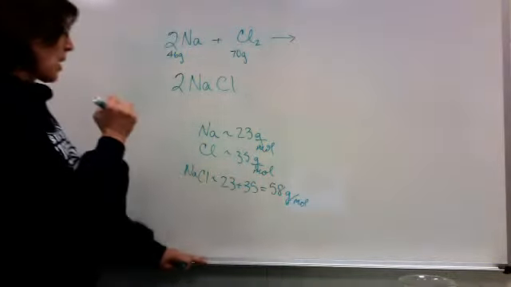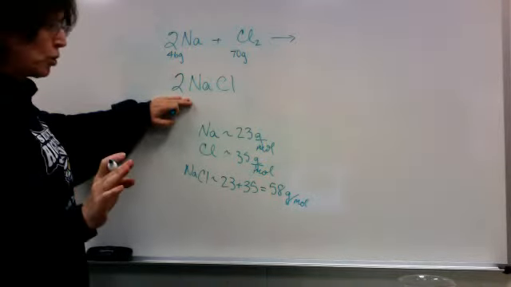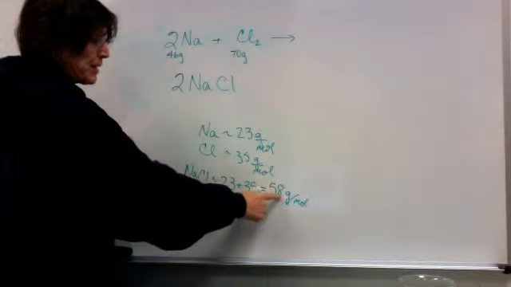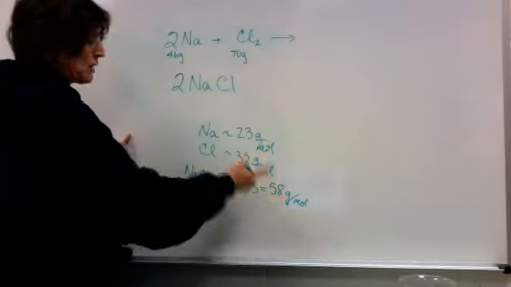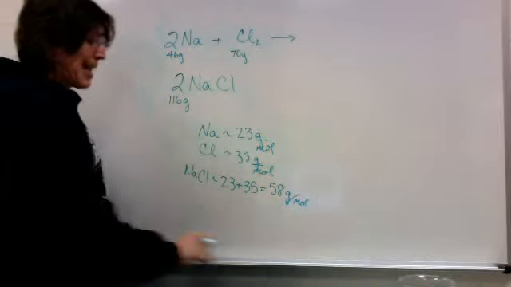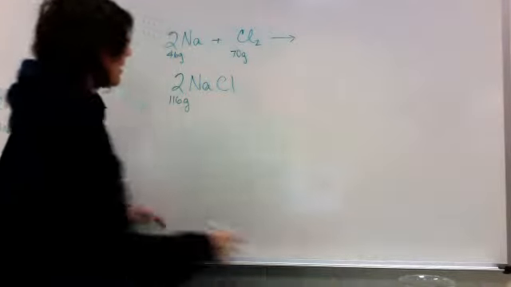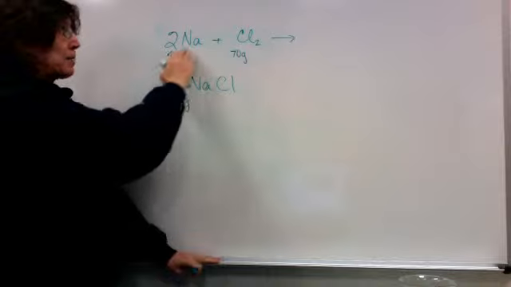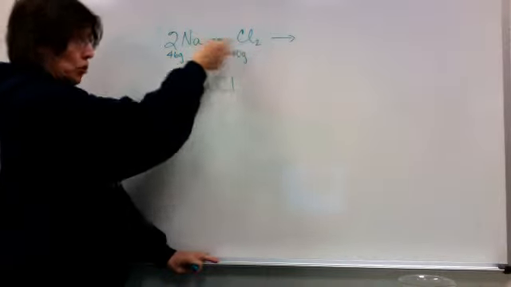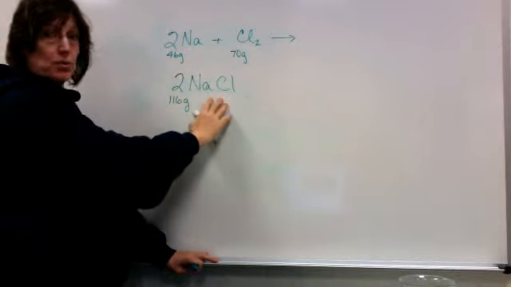Now, I have 2 moles of sodium chloride, so I'm going to be making 2 times 58 grams. So 116 grams of sodium chloride. In other words, I need 46 grams of sodium, 70 grams of chlorine gas to react together, and when I'm done, I will produce 116 grams of sodium chloride.